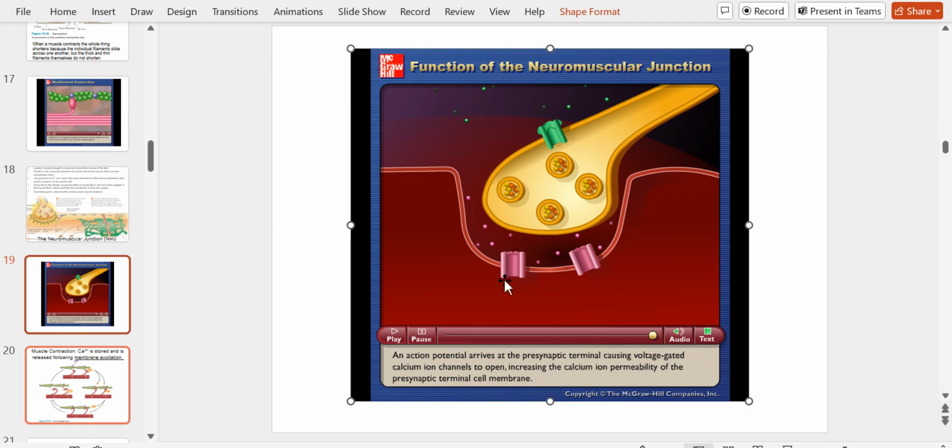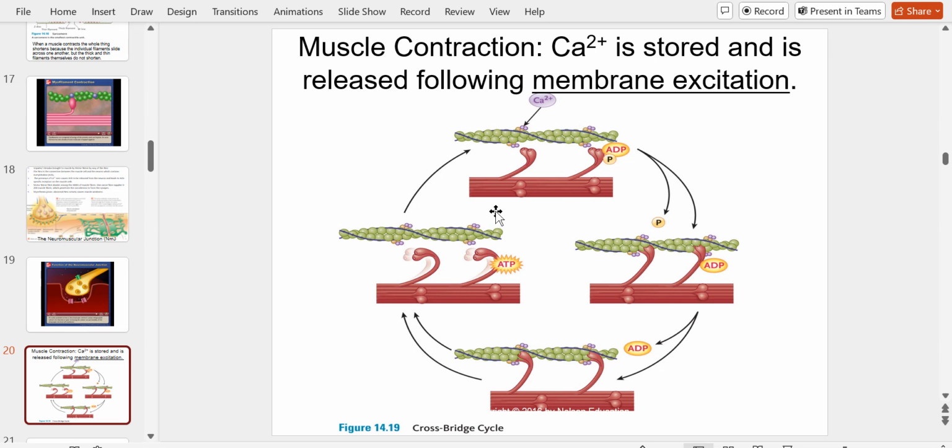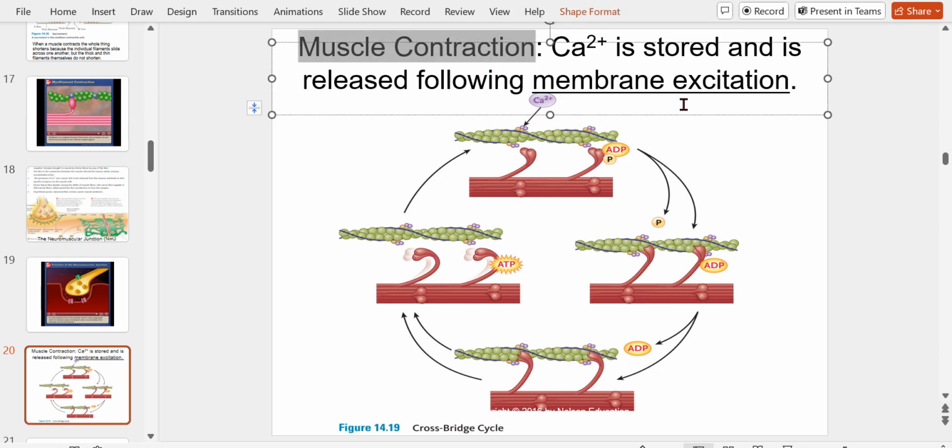This is the neuromuscular junction. The whole idea there is that the neuron comes down, it does not touch the muscle at all. That neurotransmitter gets released, and then there are binding sites on the muscle surface that receive that, and then the electrical impulse is cascaded along the sarcolemma. You'll see here that in muscle contraction, calcium is stored and is released following membrane excitation.